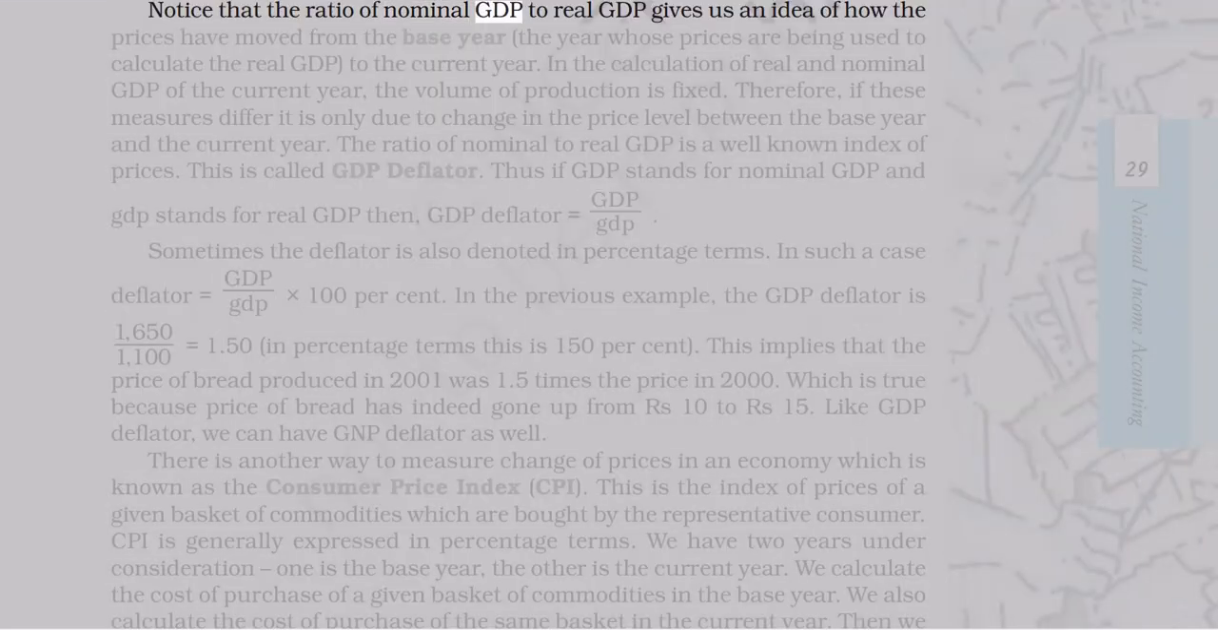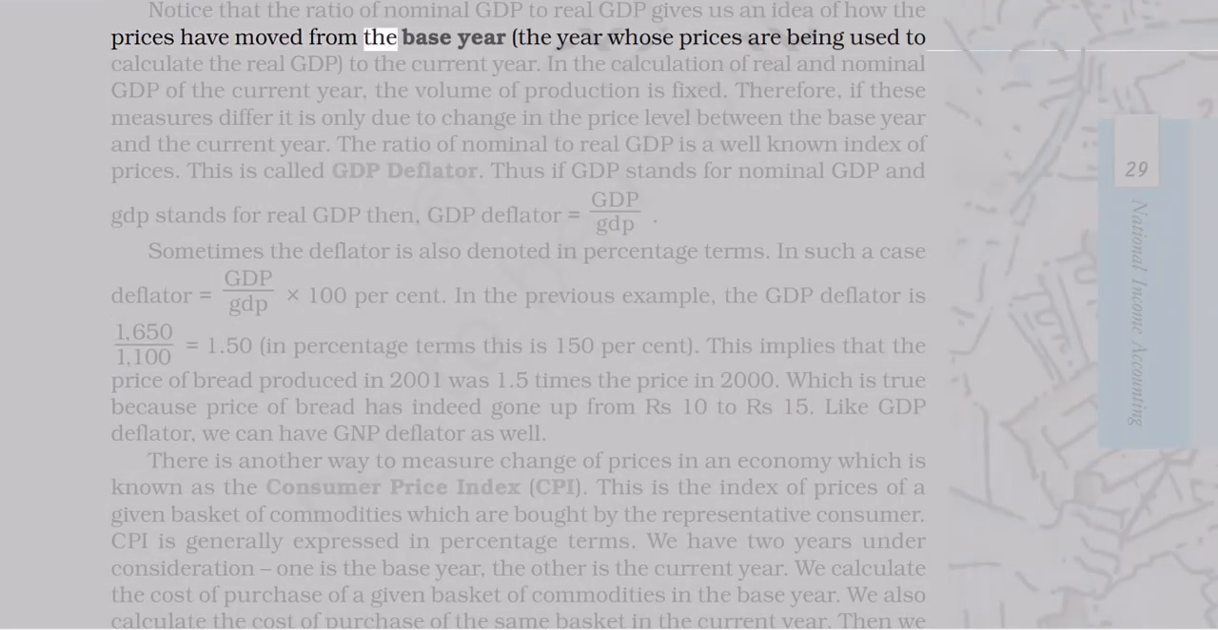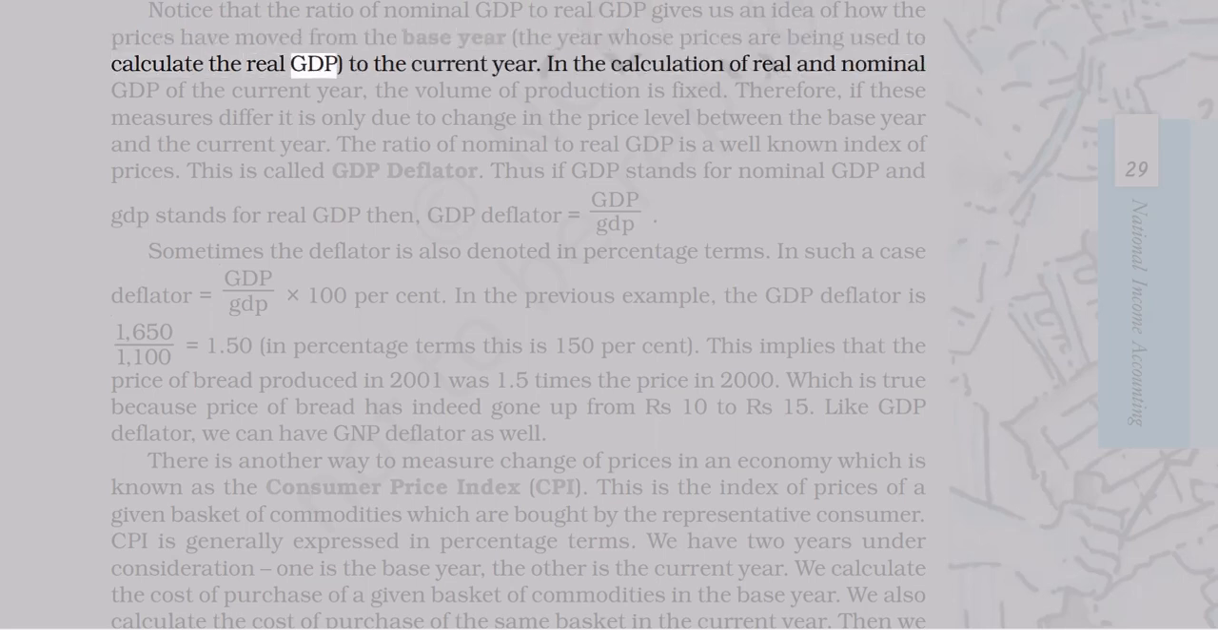Notice that the ratio of nominal GDP to real GDP gives us an idea of how the prices have moved from the base year, the year whose prices are being used to calculate the real GDP, to the current year.